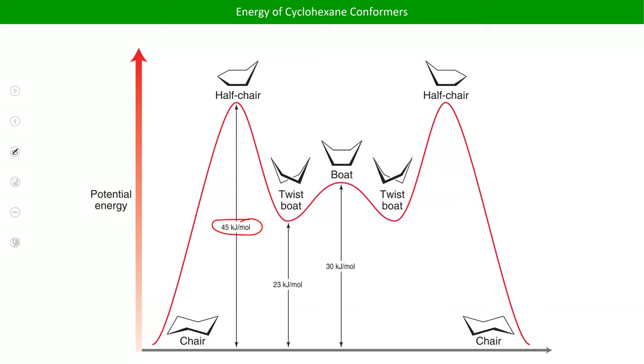Although if you think about the numbers that I threw before for context, 100 kilojoules per mole means it happens pretty rapidly at room temperature. So we're still talking about something that's constantly happening at room temperature. This is a big barrier, but it's not so big that it won't happen at room temperature. If we cooled it way down, if we put cyclohexane at liquid nitrogen temperatures, we could get it to lock into the chair conformer, and then it wouldn't have enough energy to make it over this barrier to get to the twist boat.